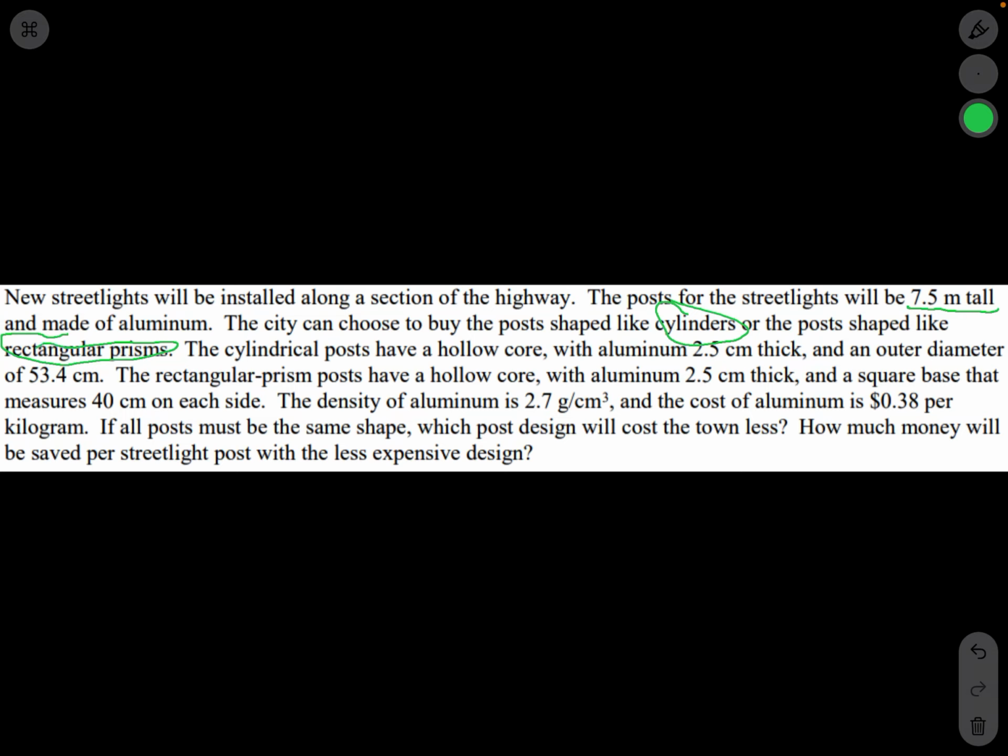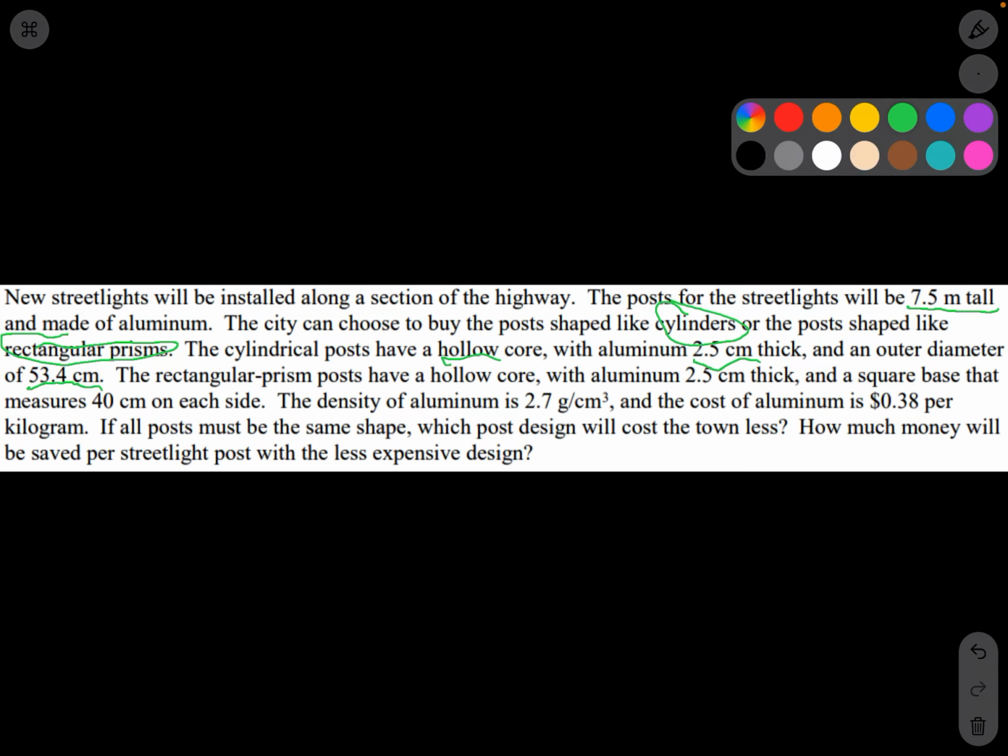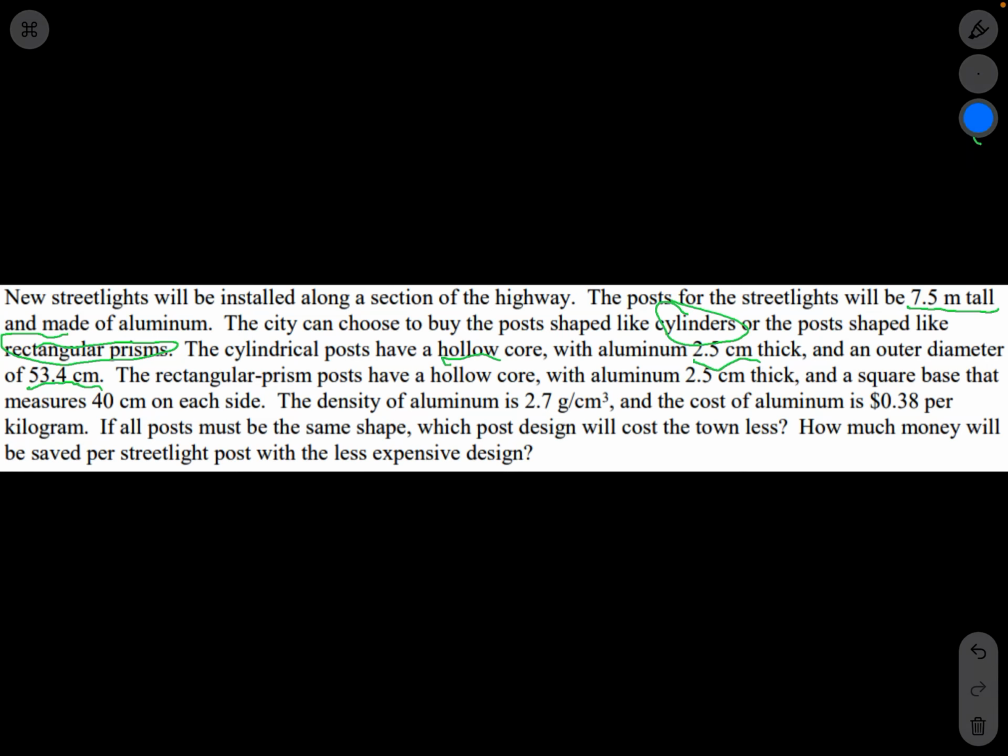The cylindrical posts have a hollow core with aluminum 2.5 centimeters thick and an outer diameter of 53.4 centimeters. The rectangular prism posts also have a hollow core with aluminum 2.5 centimeters thick and a square base that measures 40 centimeters on each side.